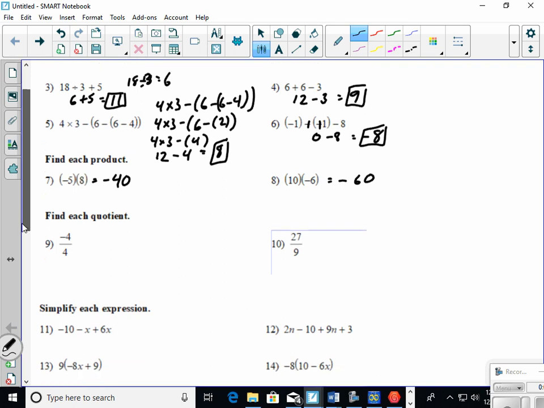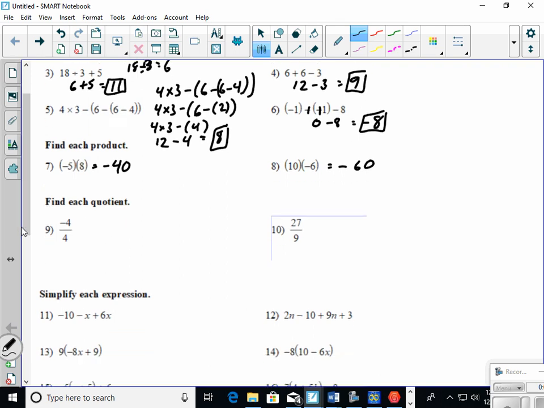Find each quotient. Number 9, we've got -4 divided by 4. We have a negative, and 4 divided by 4 is 1, so -1. And 10, both are positive, so we just do the division. 27 divided by 9 is 3.